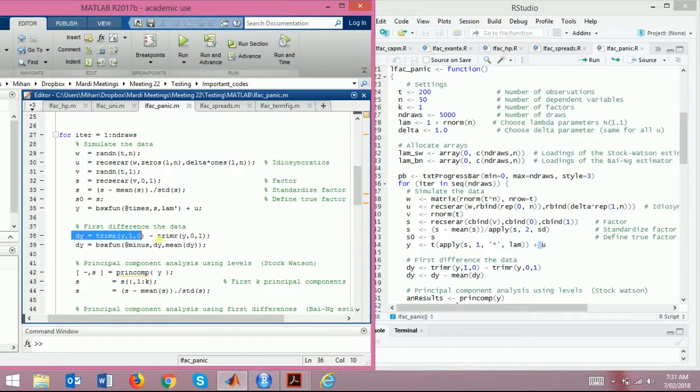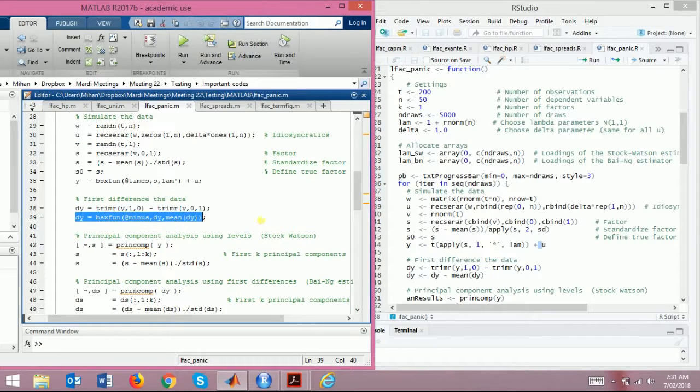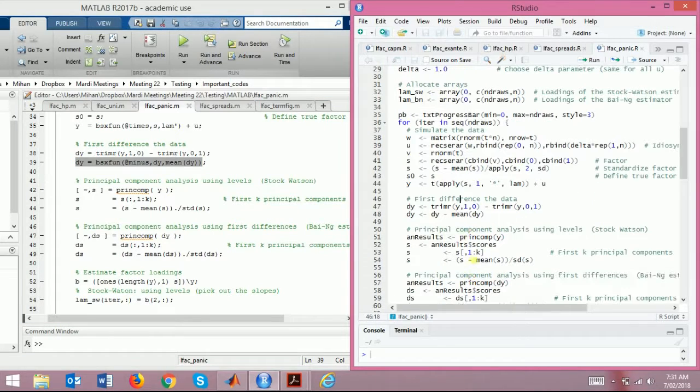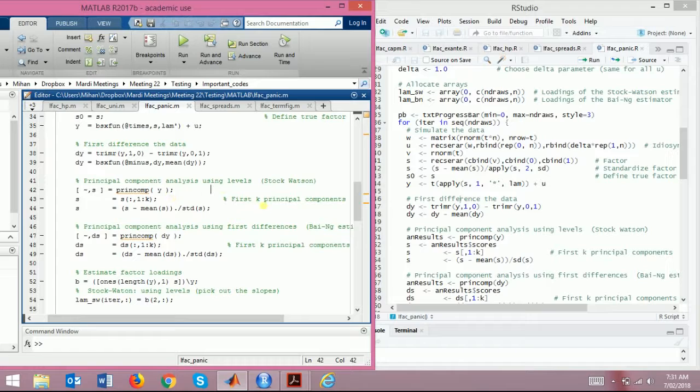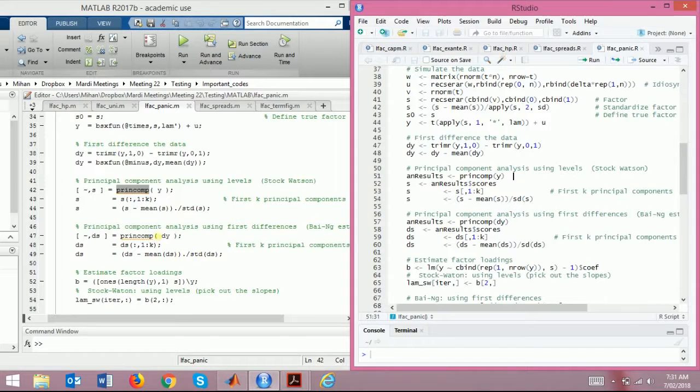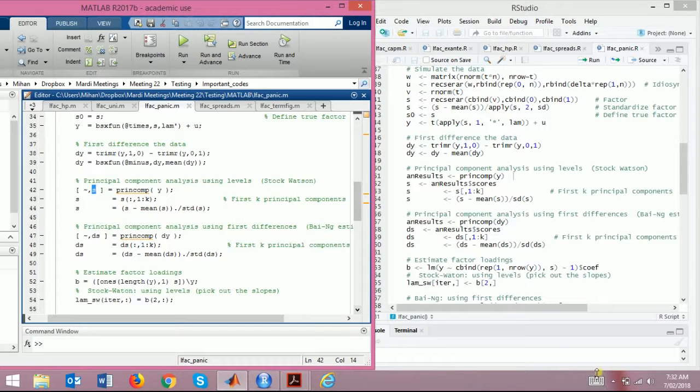Then the first difference, we take dy, first difference of the data. Now principal, again we are going to do the same thing, but this time we use the principal component function. We could have done it way before, but hey, let's do it now. Principal component function, and we are just estimating for s in the principal component function.